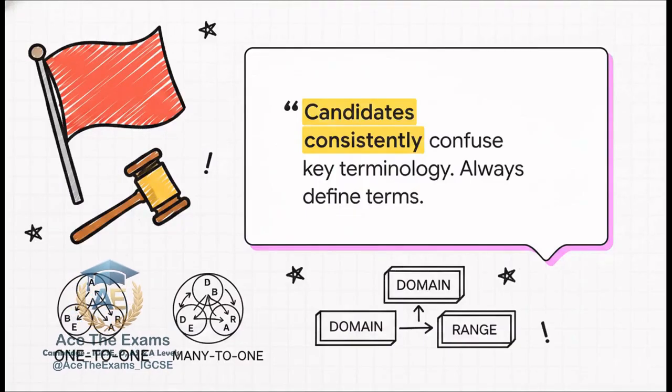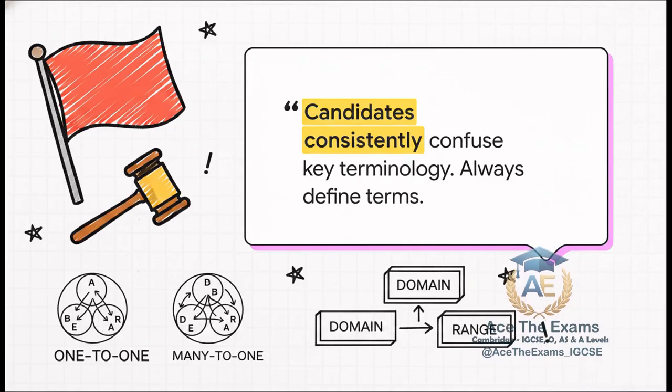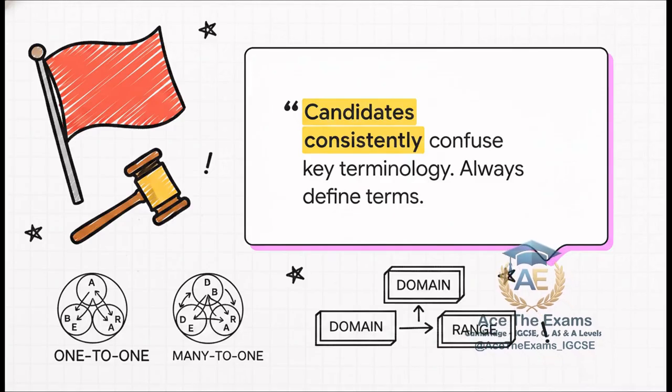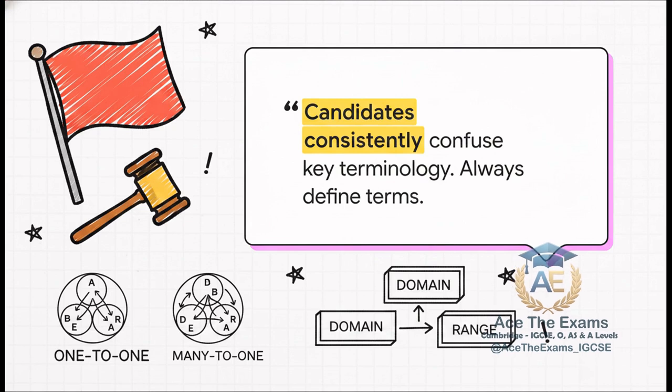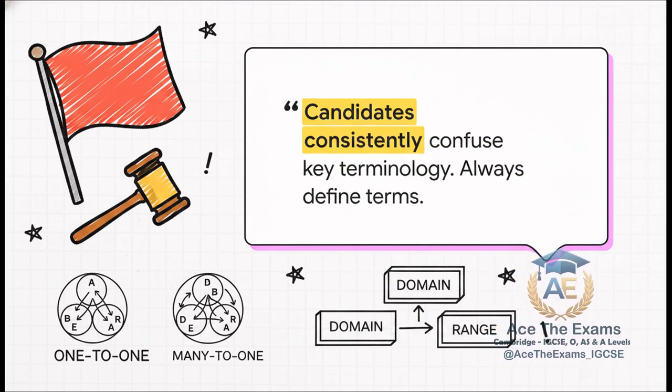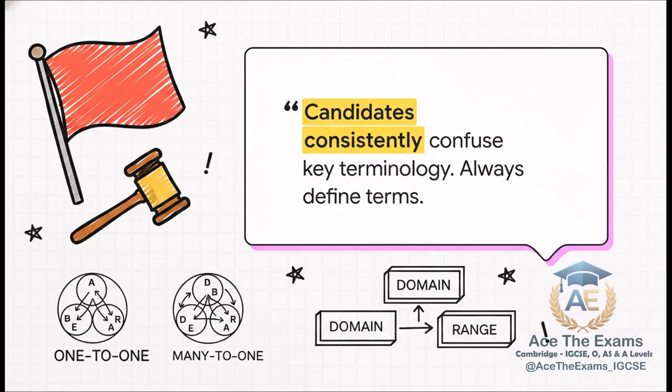I want to pause right here and highlight this massive red flag pulled straight from the principal examiner reports. Examiner alert. Candidates consistently confuse key terminology. Always define terms before using them in extended responses. Knowing the exact difference between the domain, the range, a one-to-one function, and a many-to-one function is your primary vocabulary in this courtroom.